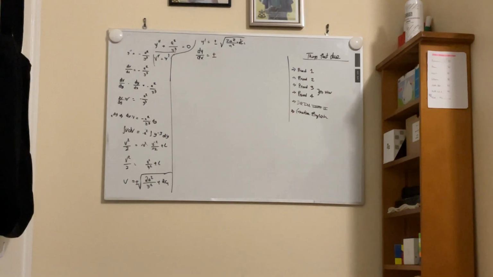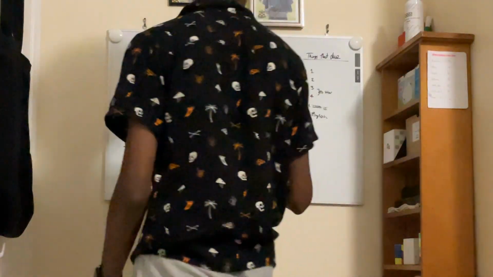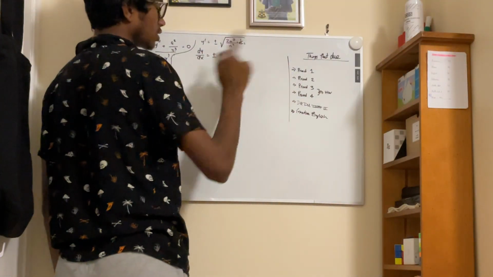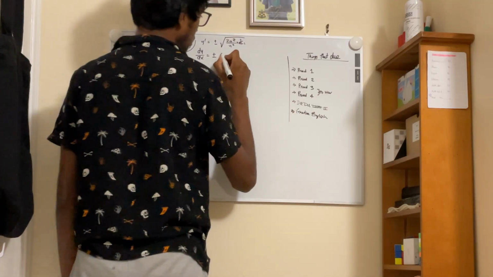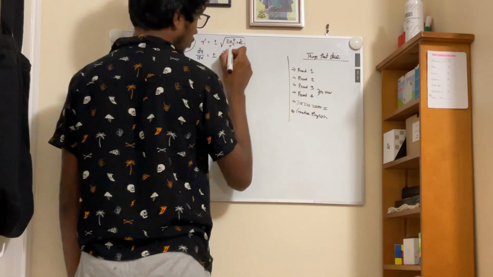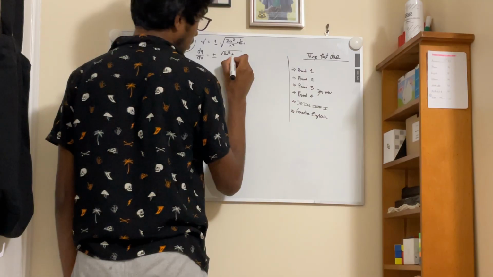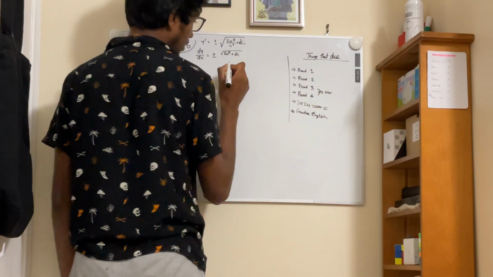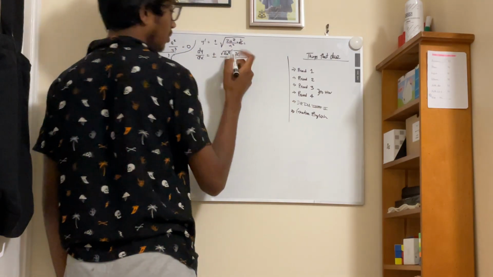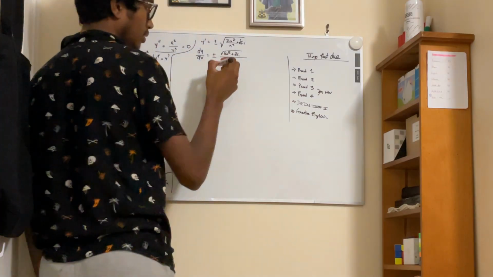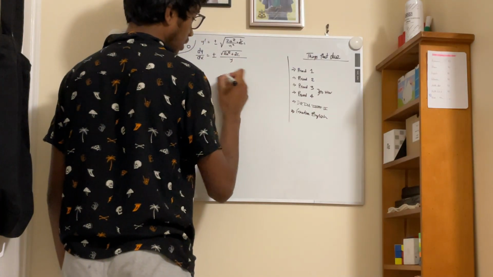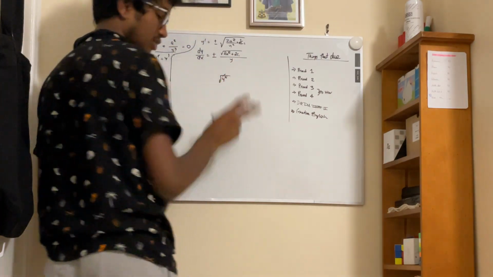I checked the answers. They're saying something else, but let's just continue this way. This is just equal to the square root of 2a squared plus 2c1 over, and that's y squared, so we can just leave that as y, because remember, y squared under a square root cancels out, it's just y.